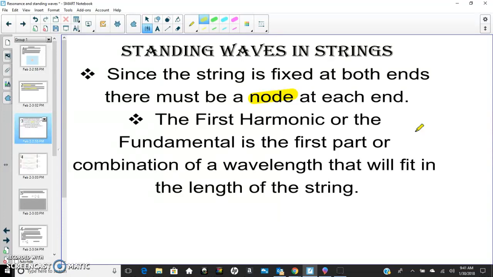So the first harmonic or the first option for a standing wave that we have would have a node at each end and one antinode in the middle. And that's called the first harmonic. So you cannot get standing waves with just any frequency or wavelength. Depending on the length of the string and the conditions, you only can get specific waves to produce standing waves. The specific waves that make standing waves have a node at each end.